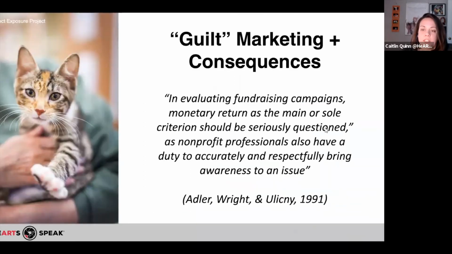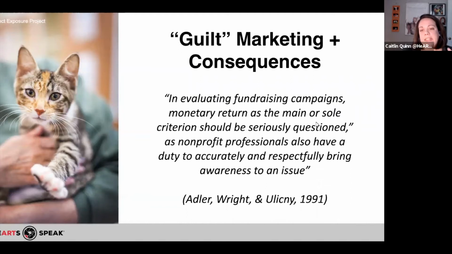I want to really quickly talk about, mostly for anybody who has questions, I think the natural question when we start talking about guilt marketing and positive marketing is, what do we do about fundraising, right? Because guilt marketing has traditionally been used, especially in the fundraising arena. And so what is it that we do to navigate those waters?